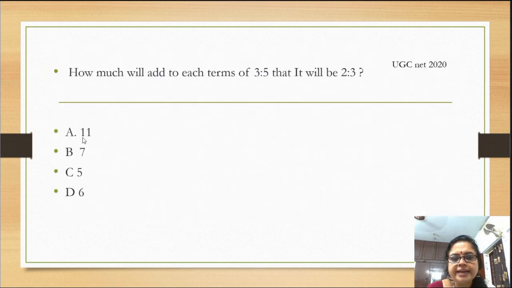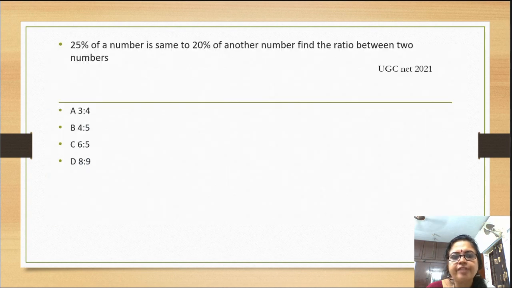So the answer will be B. So now you know how you can represent a decrease or an increase and find out which number has to be added. If it is added, you need to add the number x. If it is subtracted, you need to subtract the number x. Now let us see another question.